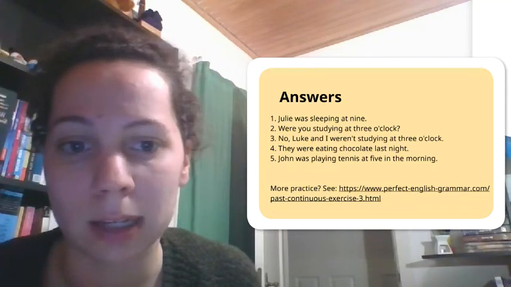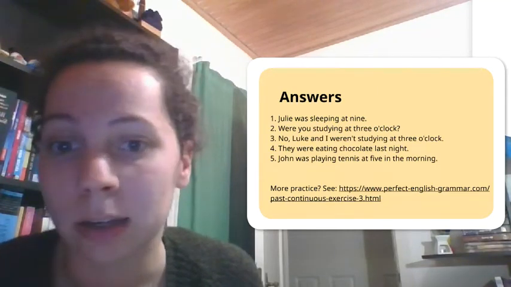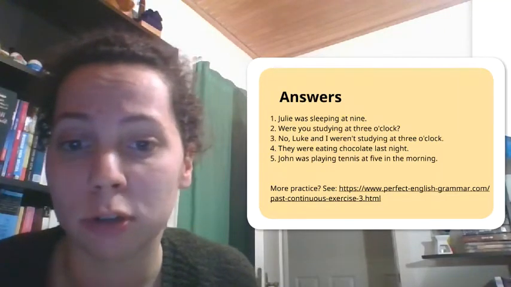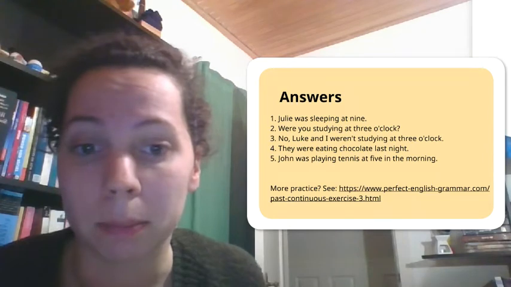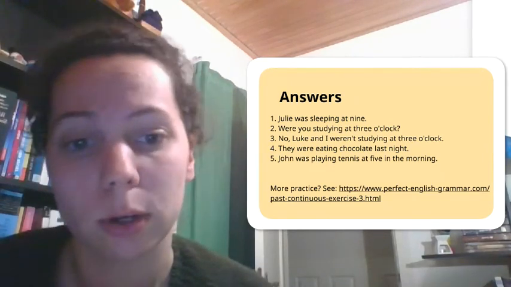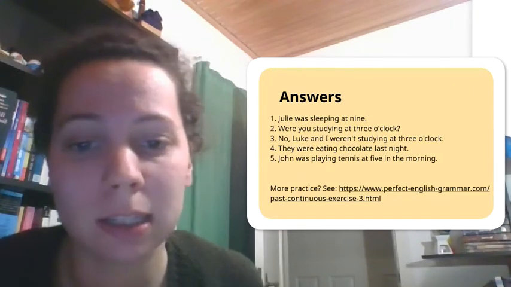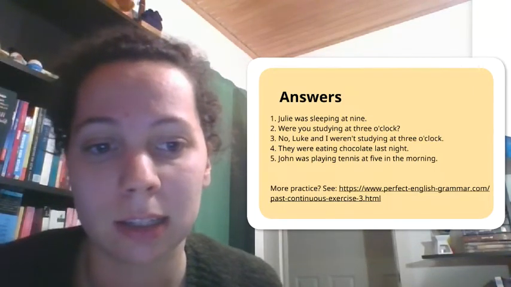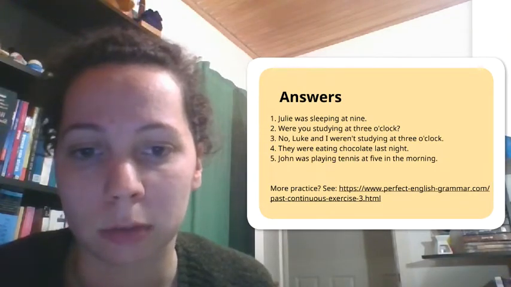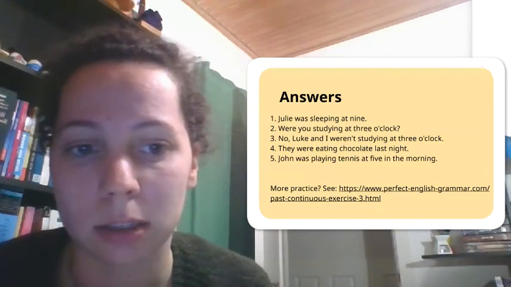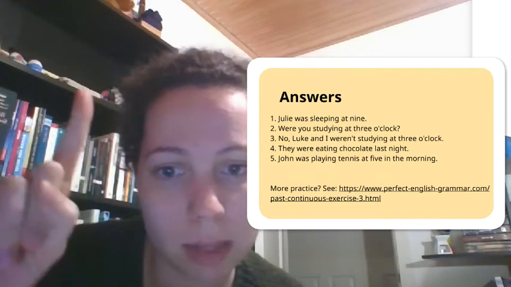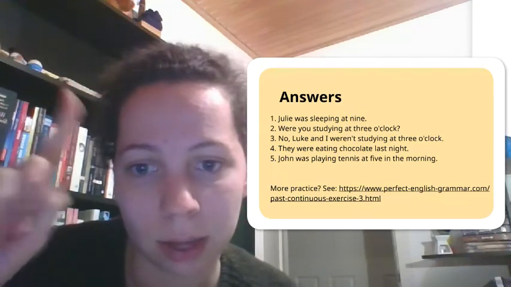In 4, they were eating, where we added ing to eat, nothing special. And in 5, we have John, and John was playing. Quite simple, maybe, perhaps? I don't know. Perhaps you think you might need some more practice. If that's the case, then you can see a link right there. I'm not sure if you can click it from the video, but if you can't, it's just a matter of typing it into your URL box up there and you'll have it.